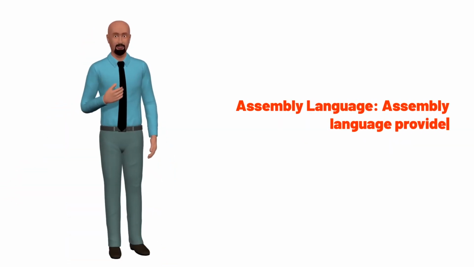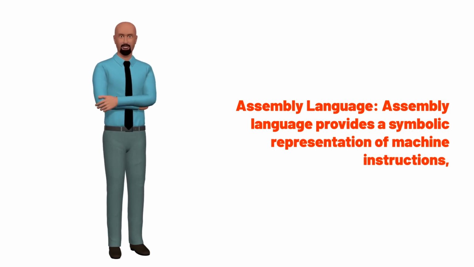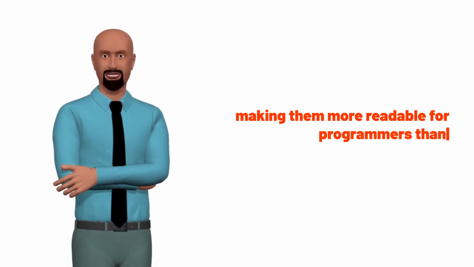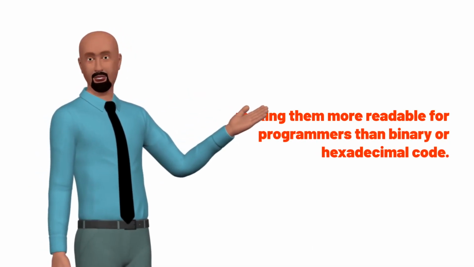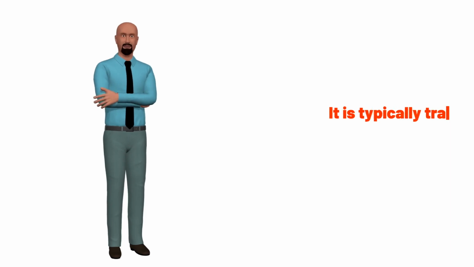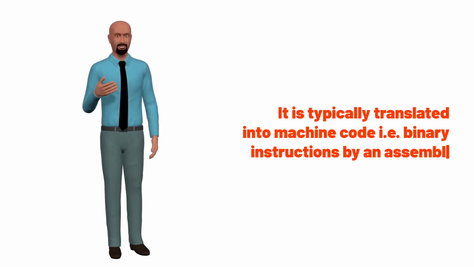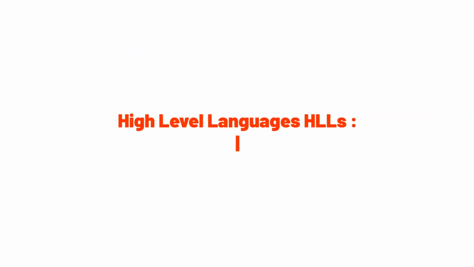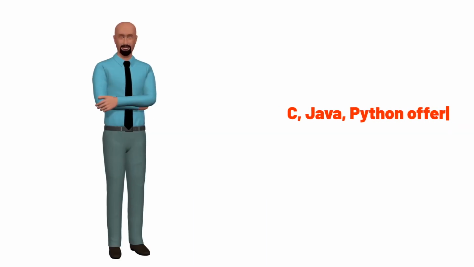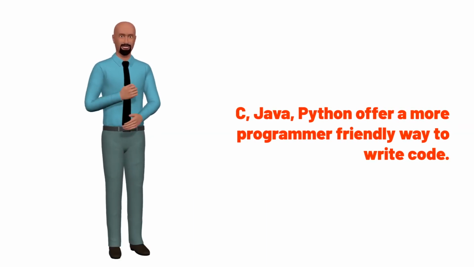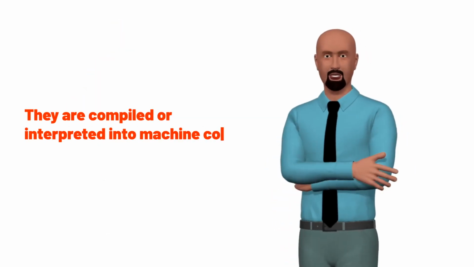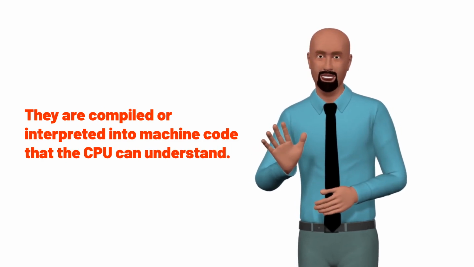Assembly language. Assembly language provides a symbolic representation of machine instructions, making them more readable for programmers than binary or hexadecimal code. It is typically translated into machine code, i.e. binary instructions, by an assembler. High-level languages, HLLs, for example C, Java, Python, offer a more programmer-friendly way to write code. They are compiled or interpreted into machine code that the CPU can understand.